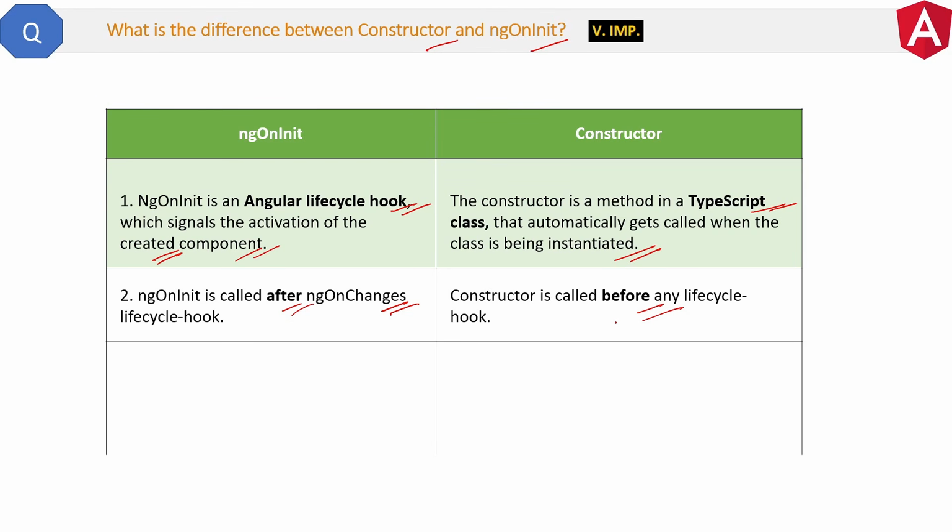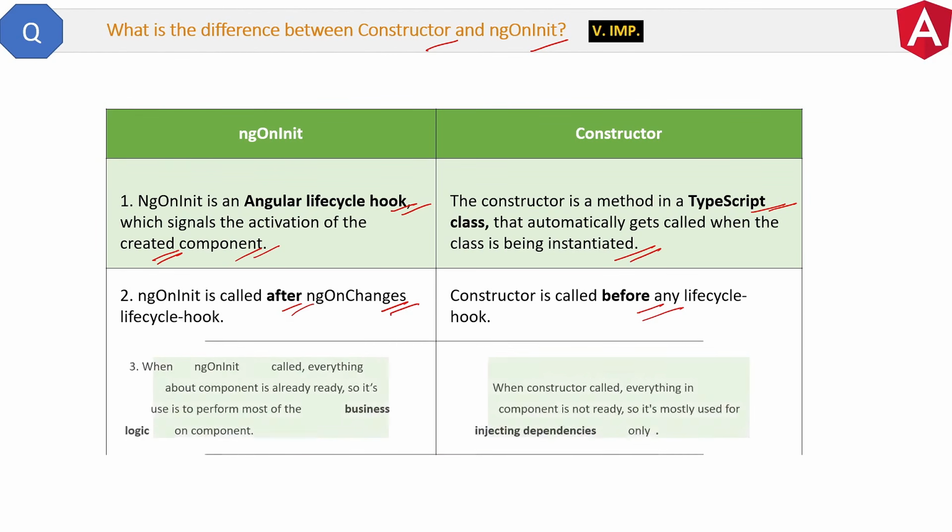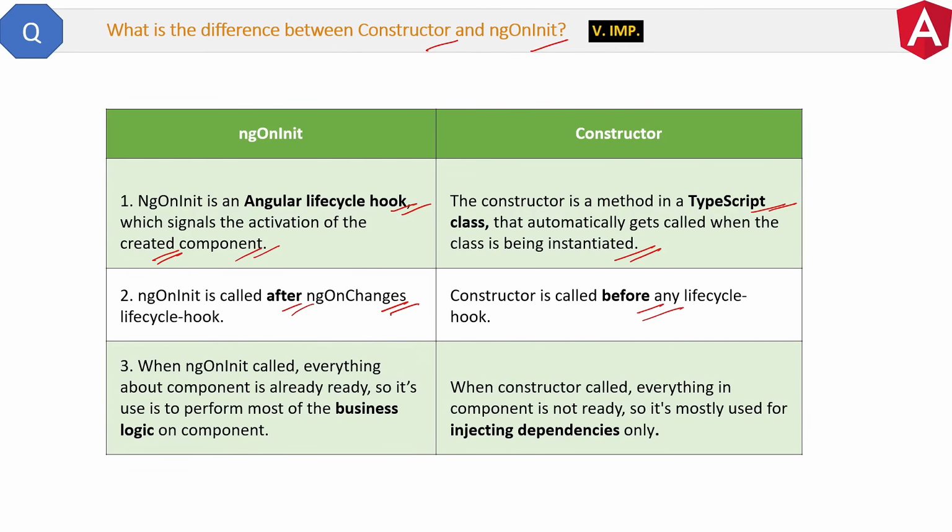Now the most important difference is when to use ngOnInit and when to use constructor. This can be a separate question and it's a very important question. When to use what for coding? When ngOnInit is called, everything about the component is already ready, or you can say it is already created. So developers use it to perform most of the business logic on the component, and that code is written inside this ngOnInit method.